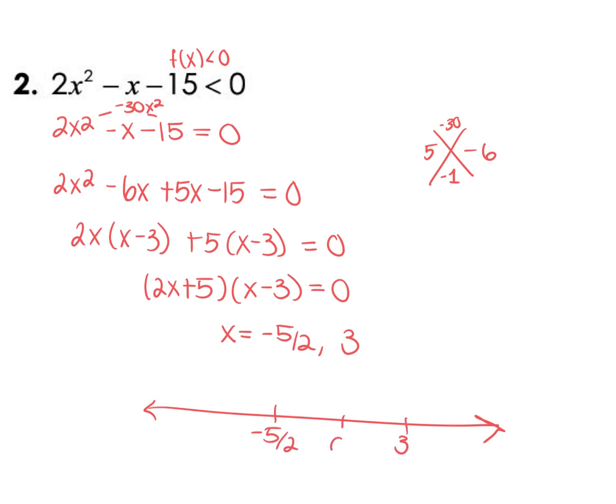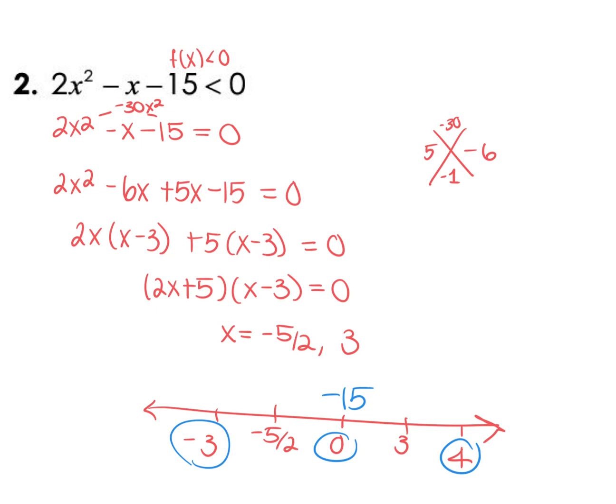So we're going to check a point between them, which is 0. And we're also going to check a point to the left of negative 5 halves, which is negative 3, and to the right of 3, which is 4. So we can go ahead and plug in negative 3, 0, and 4. 0 is easy because that's just going to be minus 15 automatically. You can do 2 times 0 minus 15. You get negative 15.